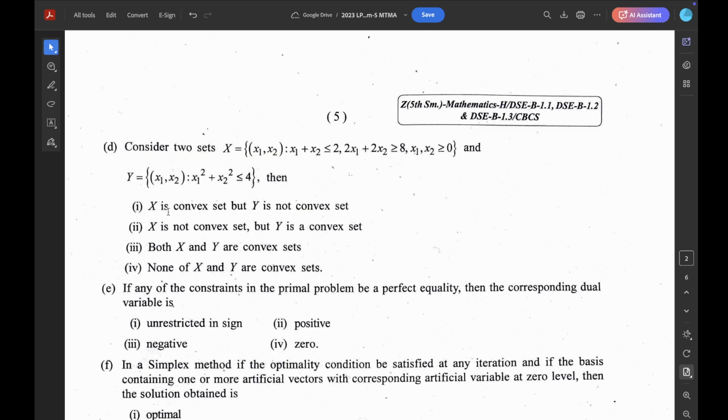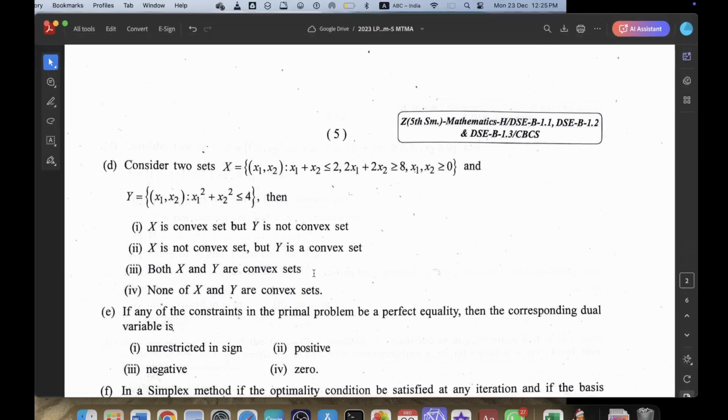Then option 1, X is a convex set but Y is not a convex set. Option 2, X is not a convex set but Y is a convex set. Option 3, both X and Y are convex sets. Option 4, none of X and Y are convex sets.